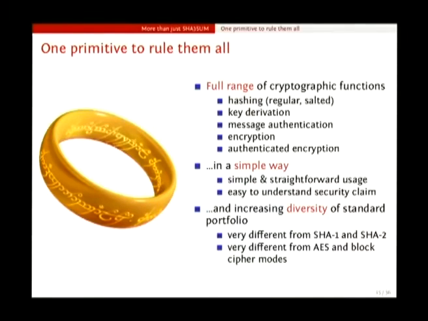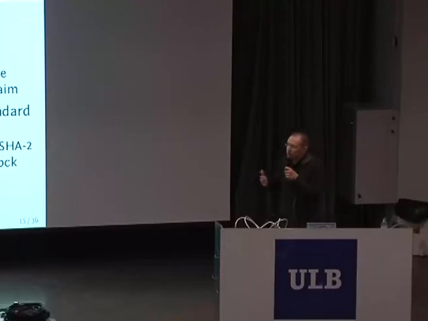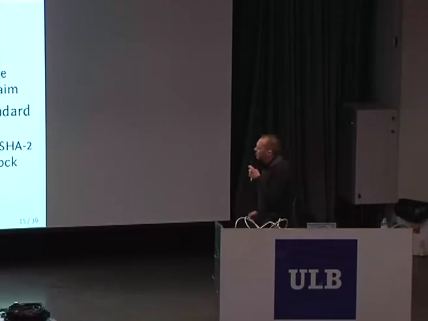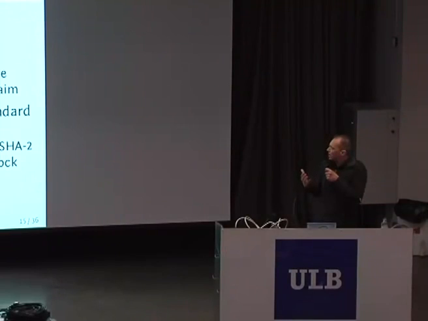And all these things can also be done, of course, by a block cipher. But in a block cipher, it becomes reasonably complex to define all these modes. For instance, authenticated encryption modes are not trivial to specify, while for Keccak, for the permutation, it's more simple and straightforward. And it gives you more flexibility because you can choose the rate and the capacity. It's also easy to understand the security claim.